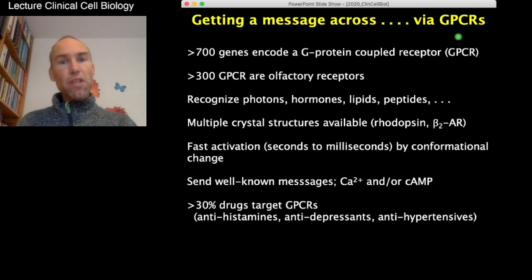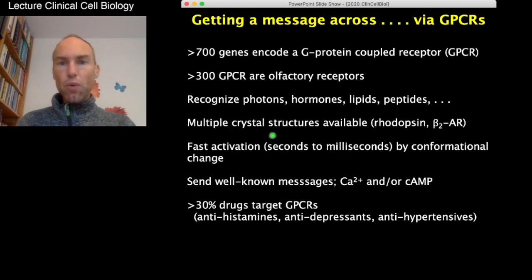There are about 700 genes that encode the G-protein coupled receptor in the human genome. And about 300 of those receptors are olfactory receptors, so they help to recognize odorants. Well, G-protein coupled receptors are very versatile molecules. They can recognize a wide variety of stimuli. They can recognize photons, hormones, lipids, peptides. So the very fact that you can actually see this presentation depends on G-protein coupled receptors.